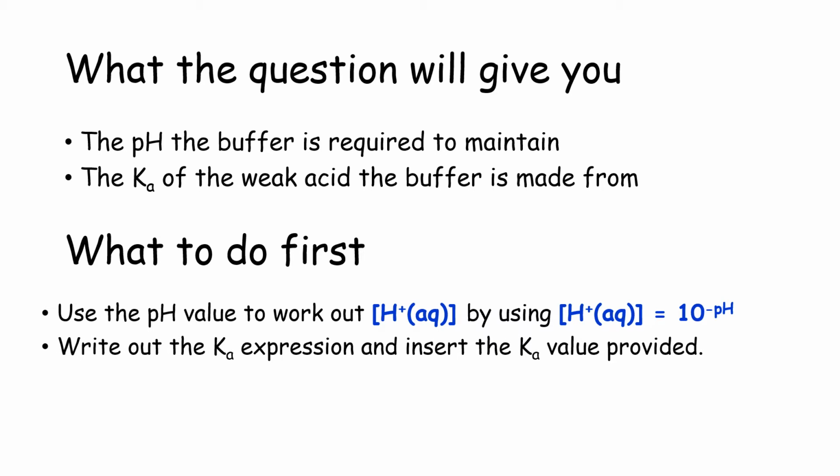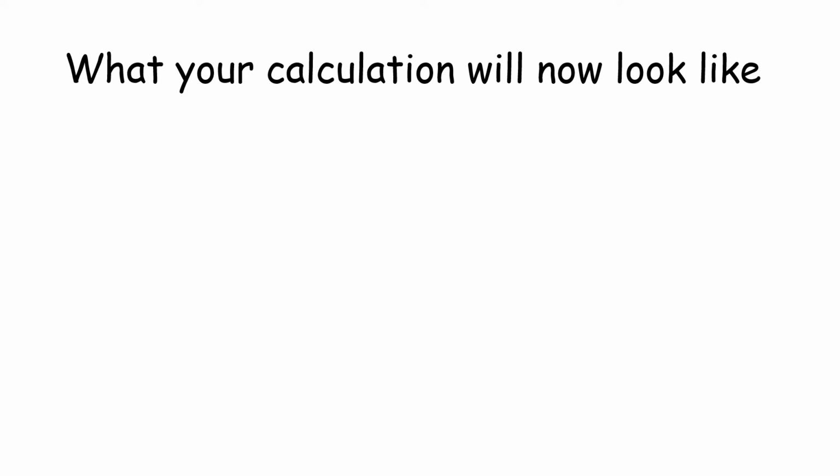And then you write out the Ka expression and insert the Ka value provided. Then you'll have two things that you already know. So you'll have a calculation that looks something like this. This is your Ka expression. Obviously, if you have the specifics of a particular buffer and the identity of the weak acid, you wouldn't put A minus and HA. You'd put the actual conjugate base ion in the salt in the numerator up there, and down at the bottom you'd put the full formula of the weak acid.